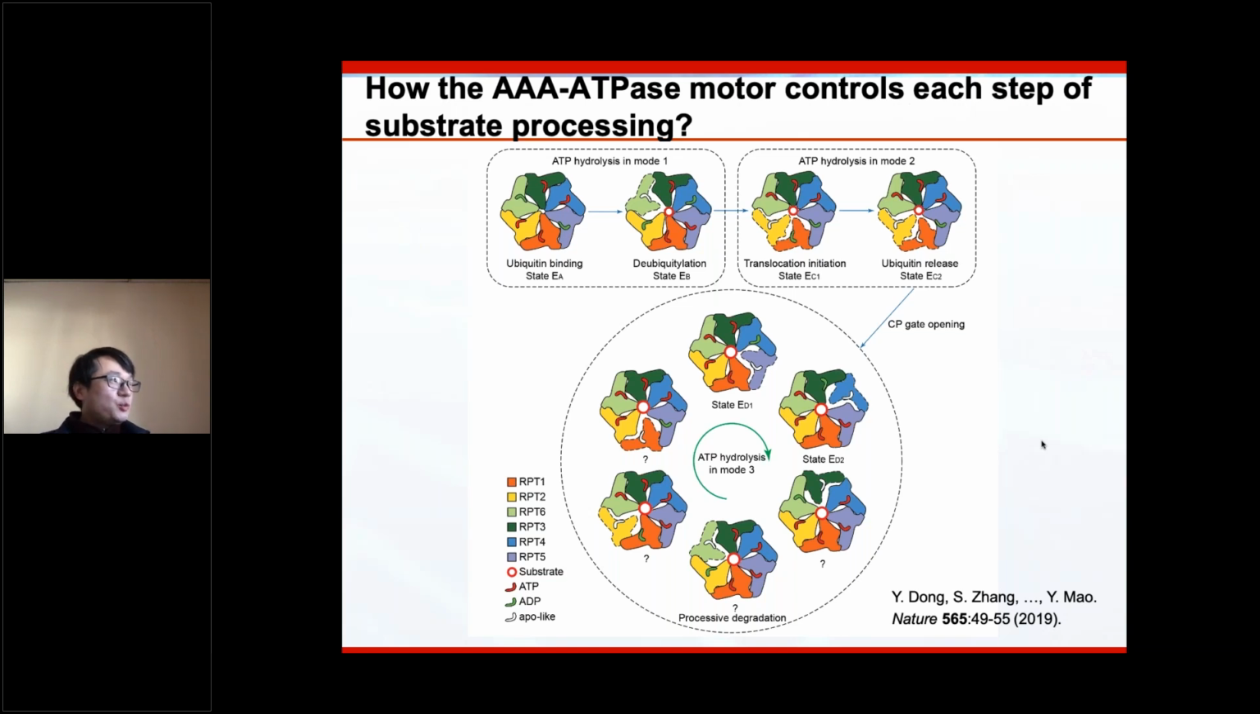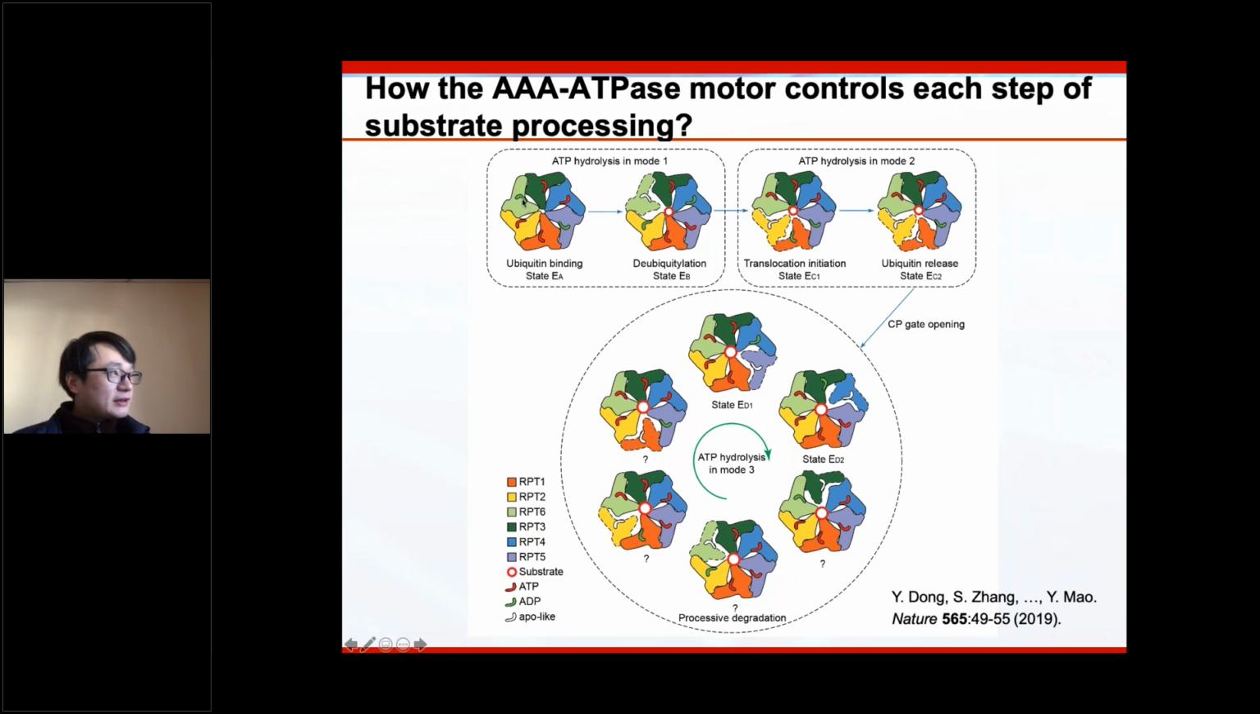We found that the ATPase motor almost controls nearly everything about the proteasome function, and it's shown as 3 modes. As you can see, the first dashed line box is the first mode, which potentially is regulating ubiquitin binding and deubiquitination.